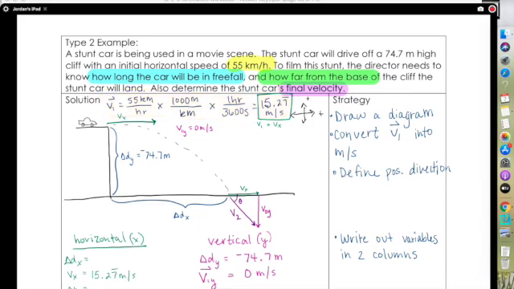And then I went ahead and drew in the diagram. Okay, so I wrote in my range. So here is my range. I have my maximum height. Okay, notice that it is negative.